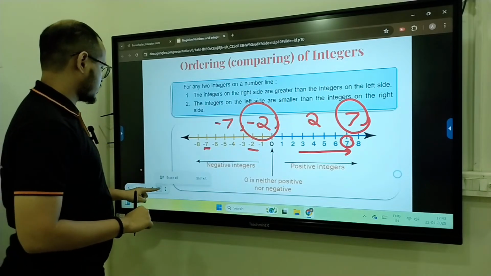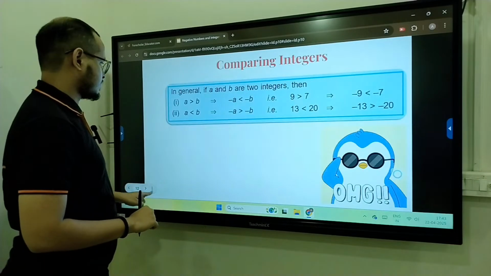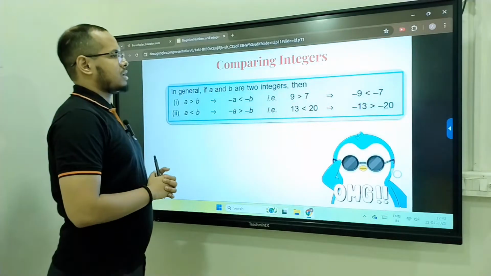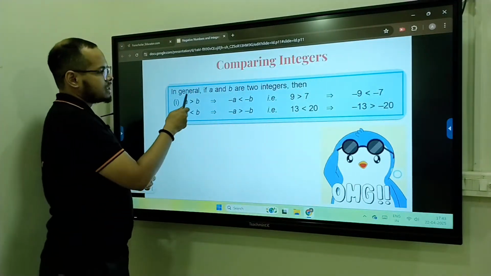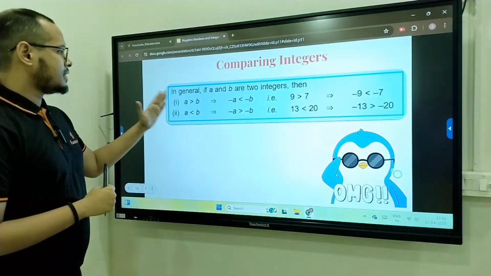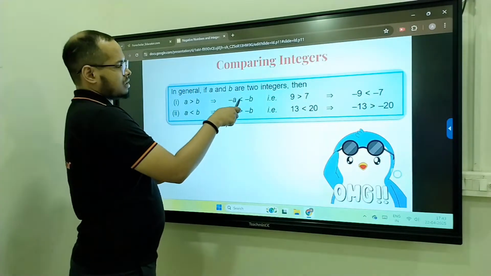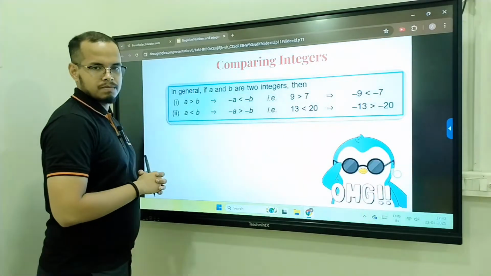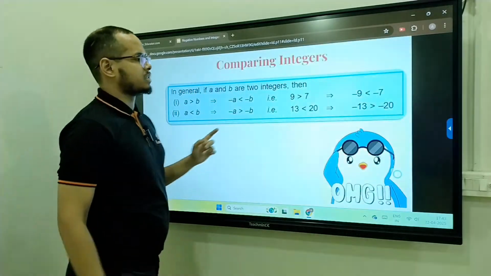One second, let me rub everything off. Now let's do some comparing of our integers. So we have a is greater than b, which means minus a is lesser than minus b. Okay, now what is this? What did we write here? Let's do an example.